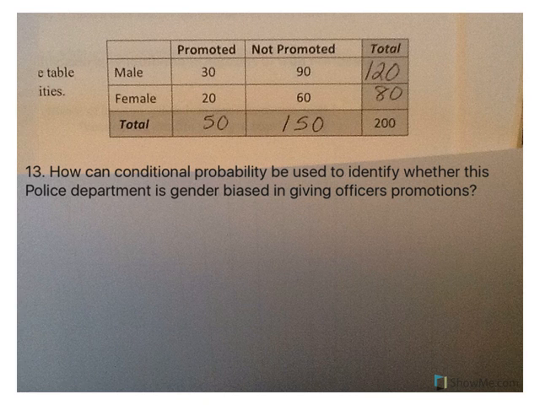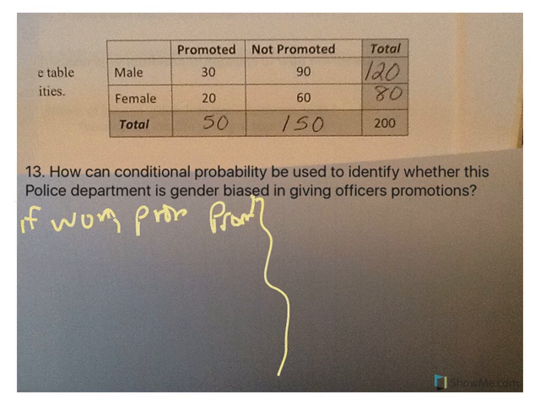And number 13, how can conditional probability be used to identify whether this police department is gender biased in giving promotions? Because when you first look at this raw data, you might say more males are being promoted than females, and that's bias. They're showing favoritism to males. Well, are they really? So the way we can check this out is we can do two conditionals. If you're a woman, what's the probability of being promoted? And we can say, if you're a man, what's your probability of being promoted? Okay, so we can look at them based off your gender.